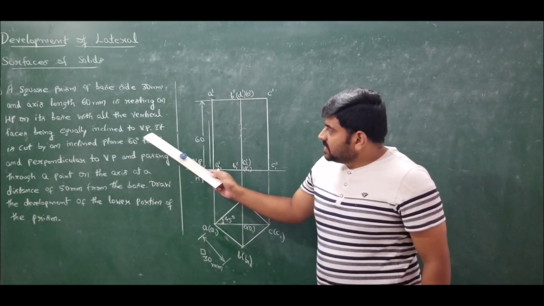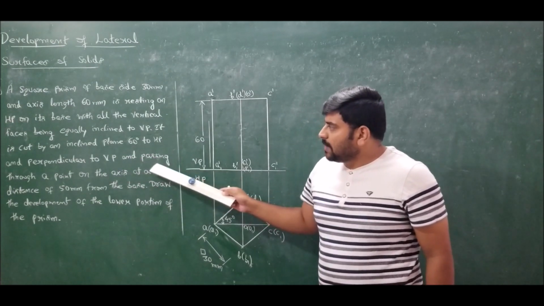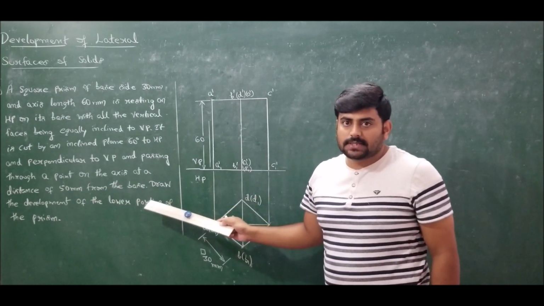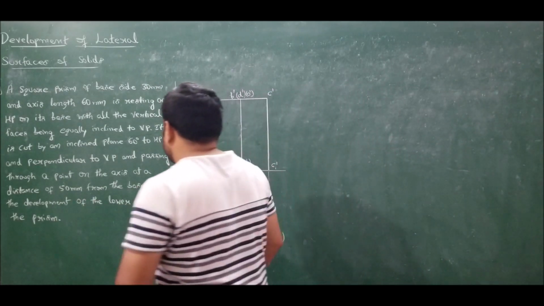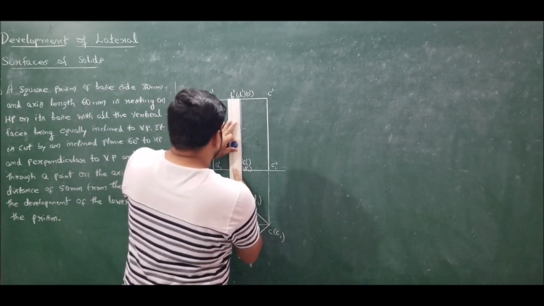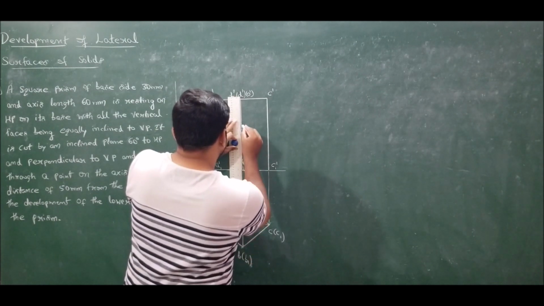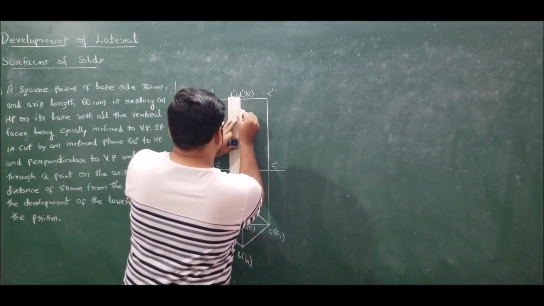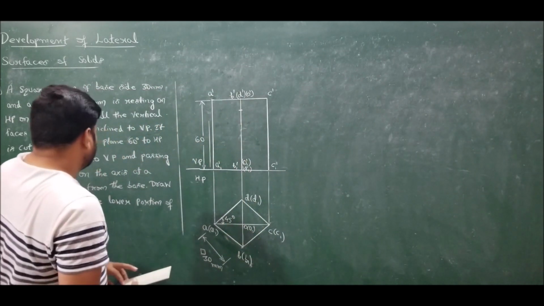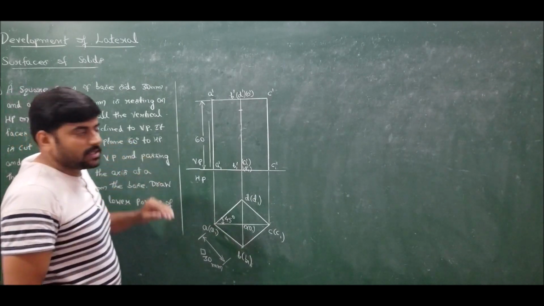Now moving on to the next data, it is cut by an inclined plane 60 degrees to HP and perpendicular to VP, and passing through a point on the axis at a distance of 50 mm from the base. So therefore mark 50 mm height from the base. So this is the base. From the base you mark a height of 50 mm. There a cutting plane is passing and making an angle of 60 degrees to the horizontal plane.